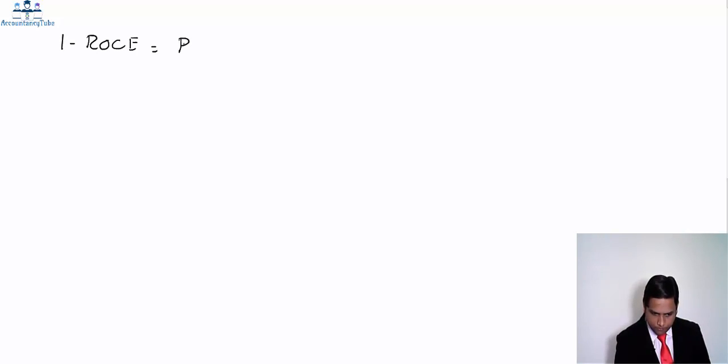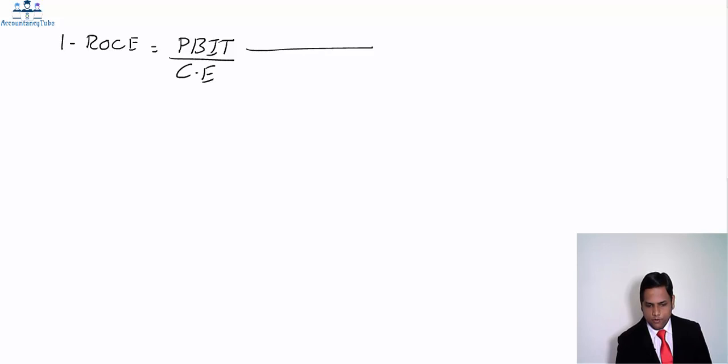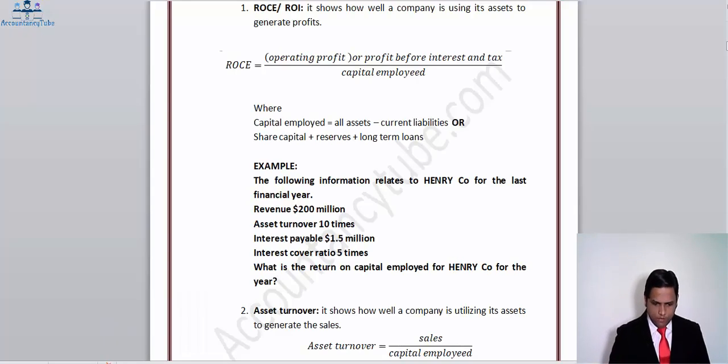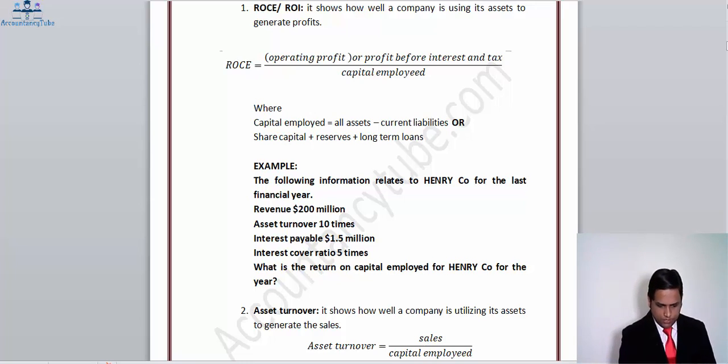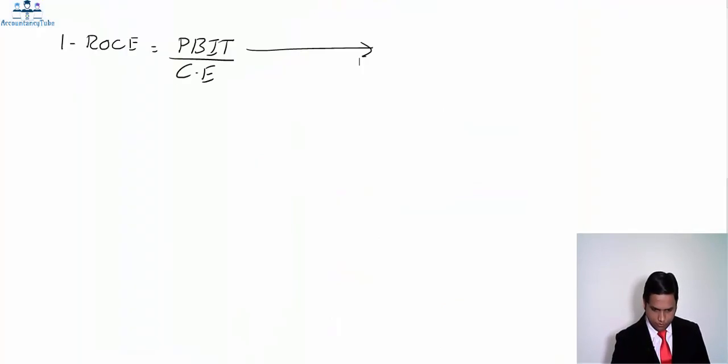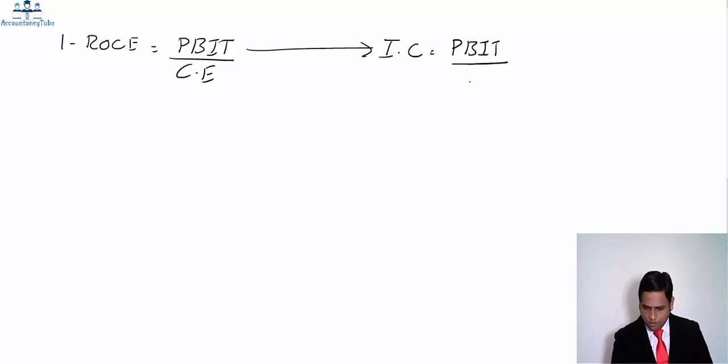ROCE is profit before interest and tax divided by capital employed. Now in order to compute profit before interest and tax, let's see what we are given. We are given the interest cover and interest payable. Let's use that to compute profit before interest and tax. If you remember, interest cover is equal to profit before interest and tax divided by finance cost or interest cost.